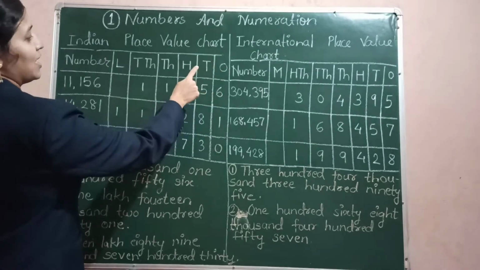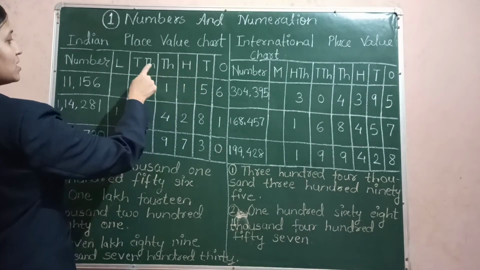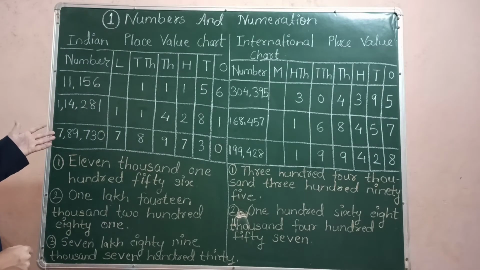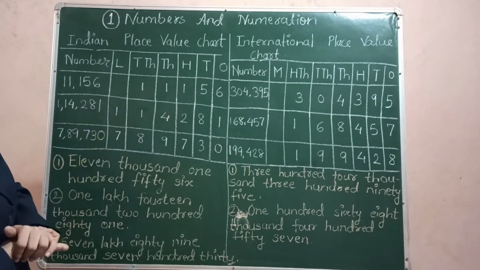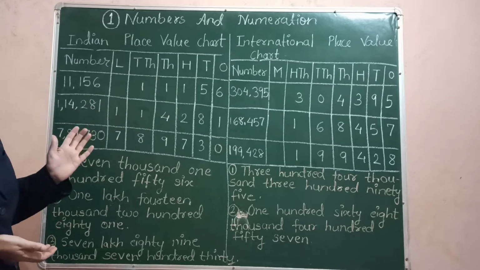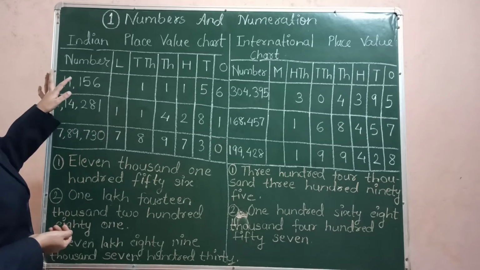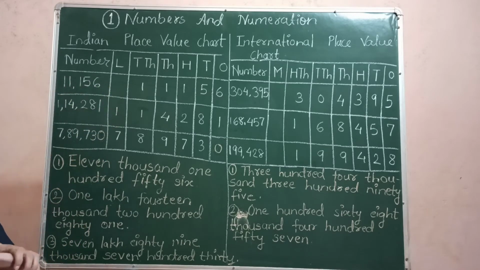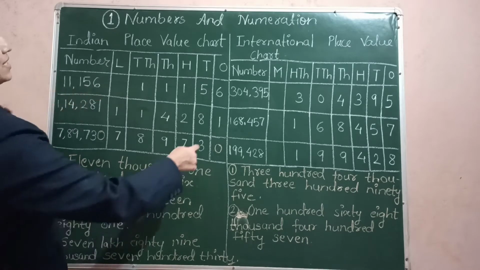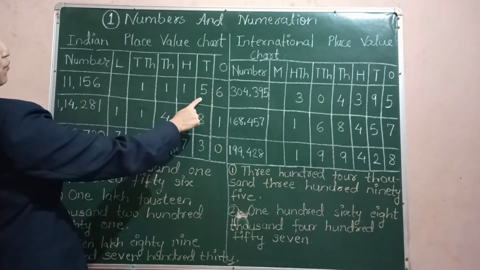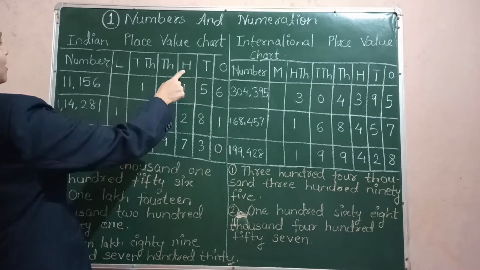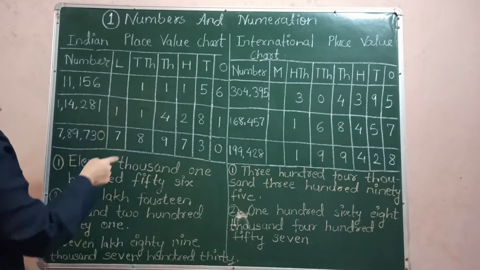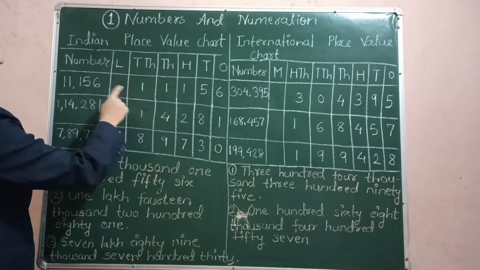Here we have ones, then we have tens, hundreds, thousands, 10,000 and lakh. So here I have given you three numbers and I have placed them in the proper place values, and we will see them one by one. So the first number is 11,156. So first we will see how we have put them in their place values. So the first digit from the right is 6, it is put in ones. Then comes 5, it is put in tens block. Then comes 1, which is put in the hundreds block. Then comes 1, which is put in thousands, and the next is 1 again, which is put in 10,000 block.